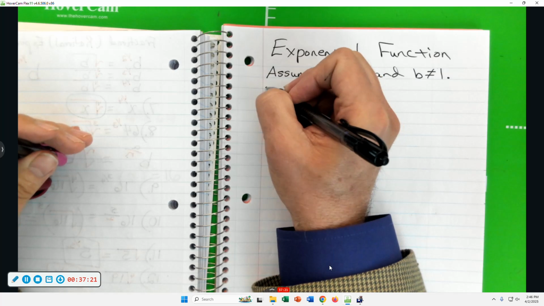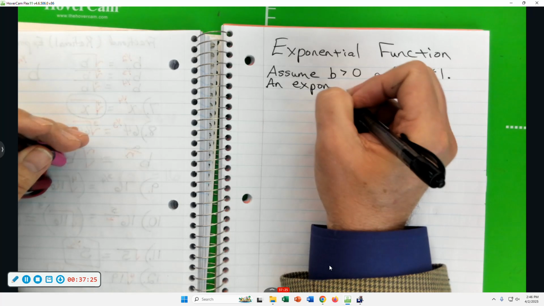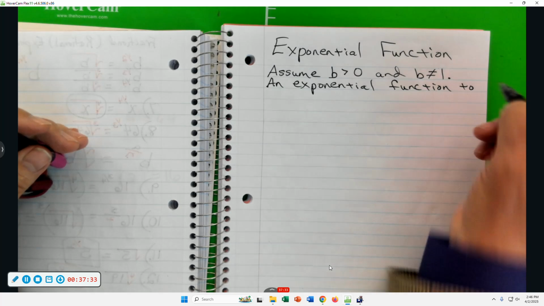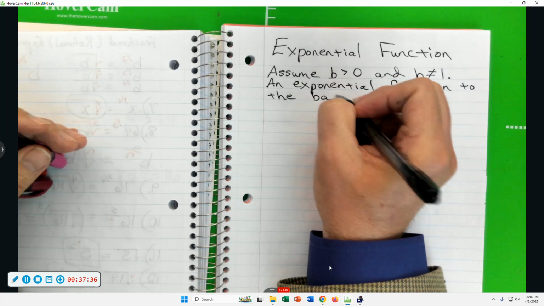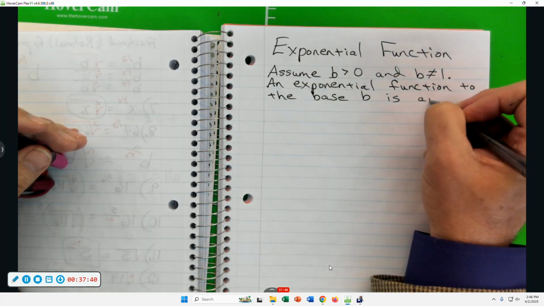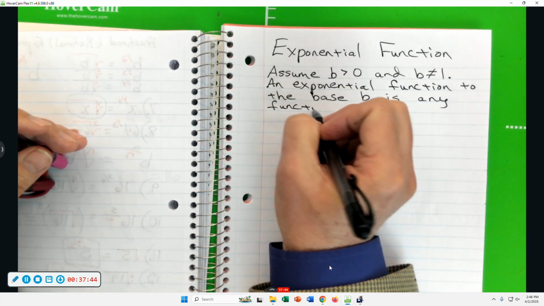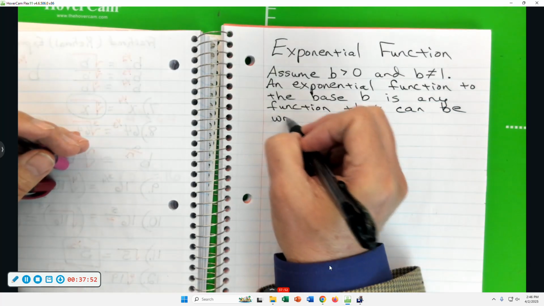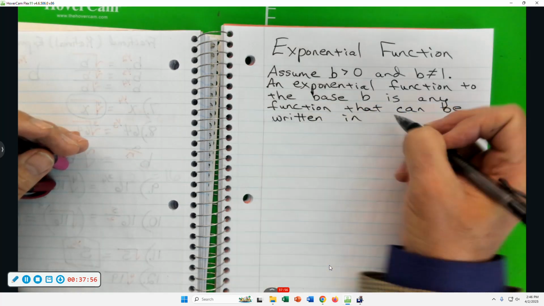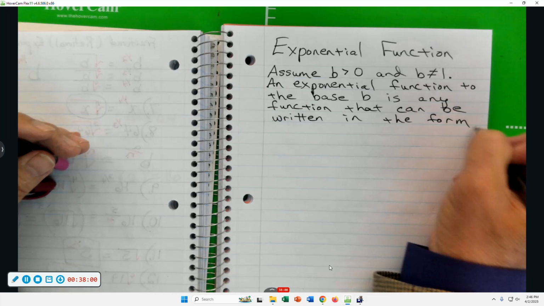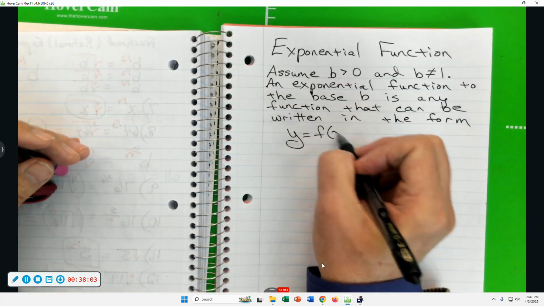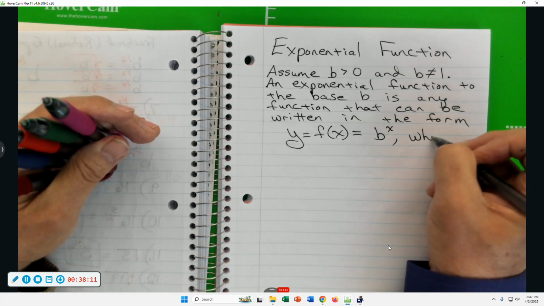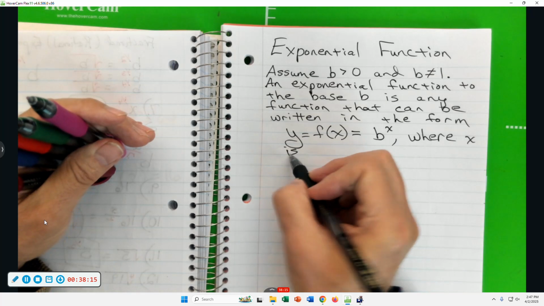Let's see, how do I want to write it? An exponential function to the base B is any function that can be written in the form y equals or f of x equals base to the power x, where x is any real number.